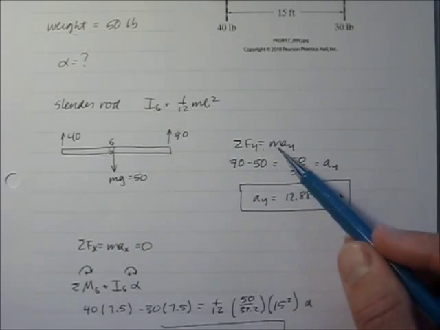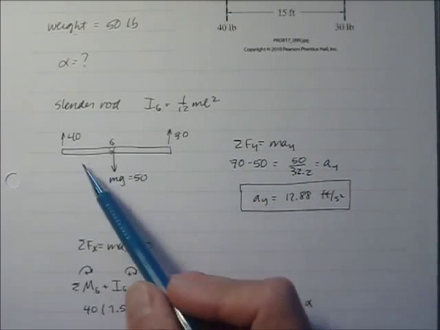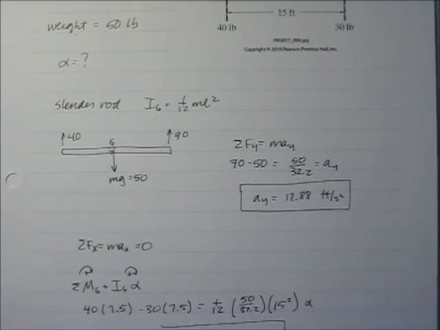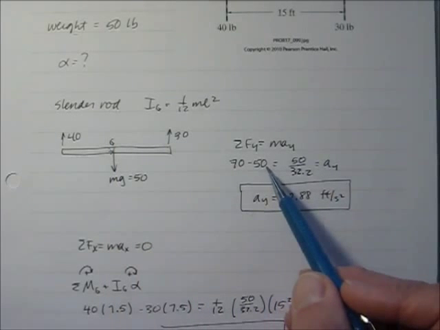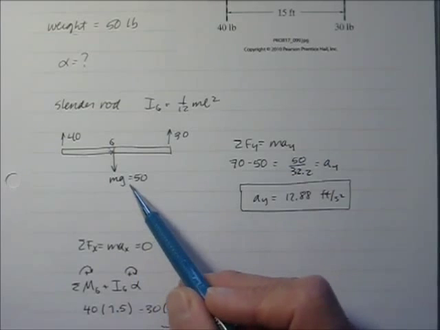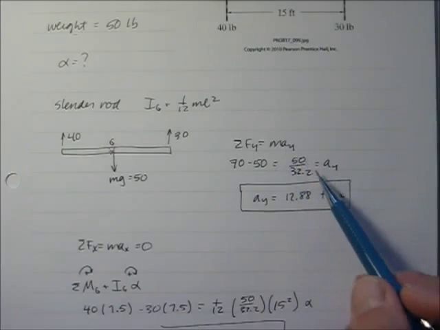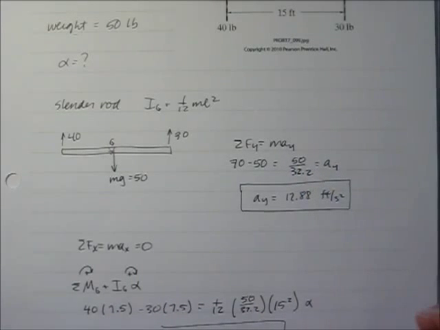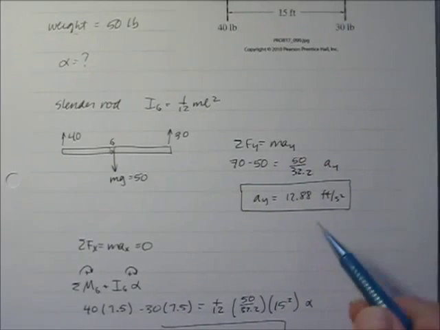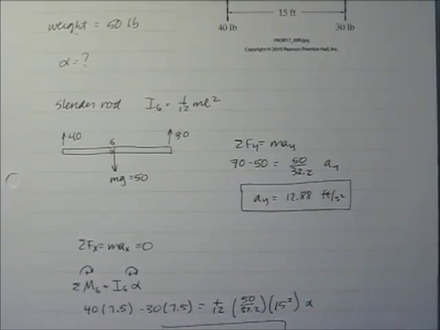If I sum the forces in the y direction, the only forces I have in the y direction are shown here on my picture. So I've got 70 going up, 50 going down, 50 pounds is my mg, and that's going to be my mass, 50 over 32.2. That should be times a_y, not equals a_y. Let me just erase that. 50 over 32.2 times a_y, and I get a_y is equal to 12.88 feet per second squared. Okay, so that's obviously very easy.